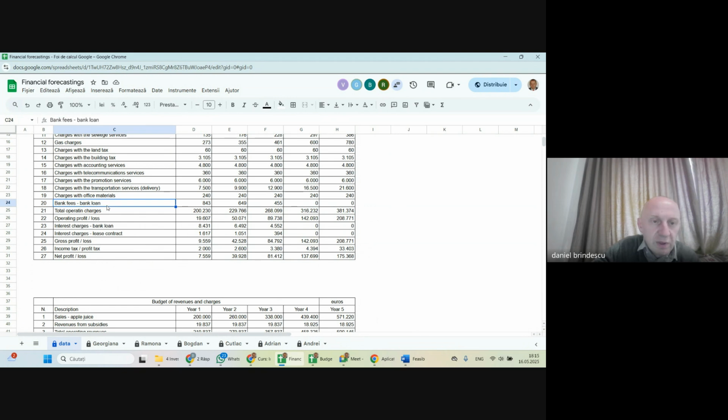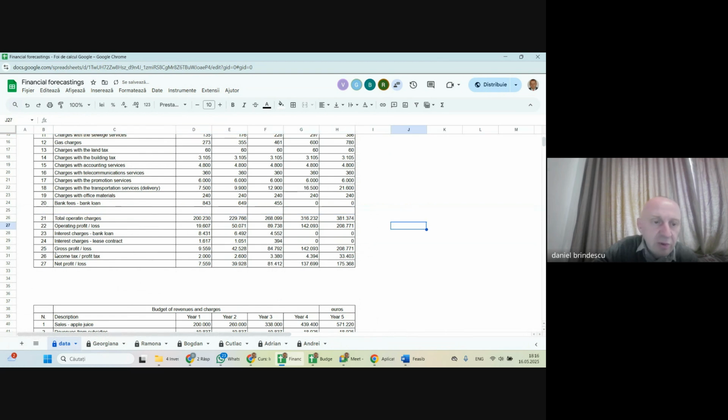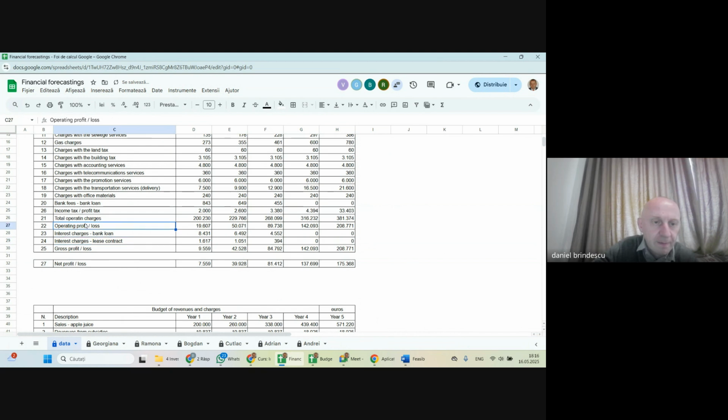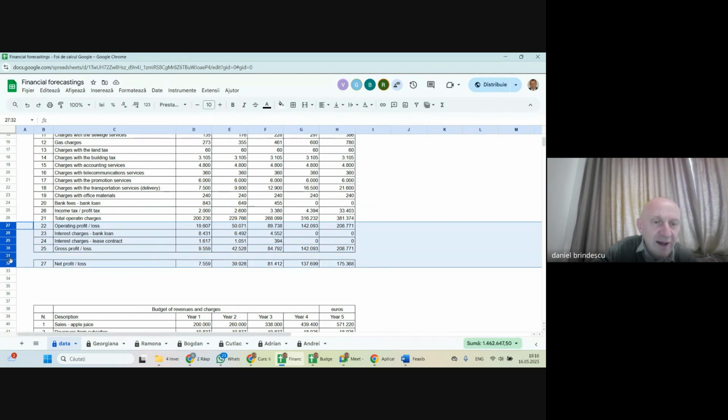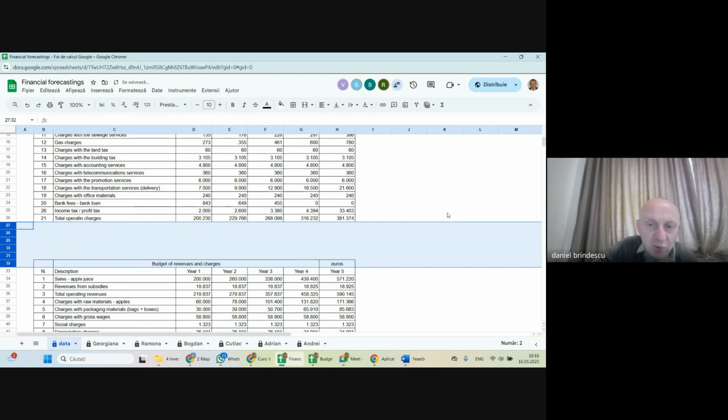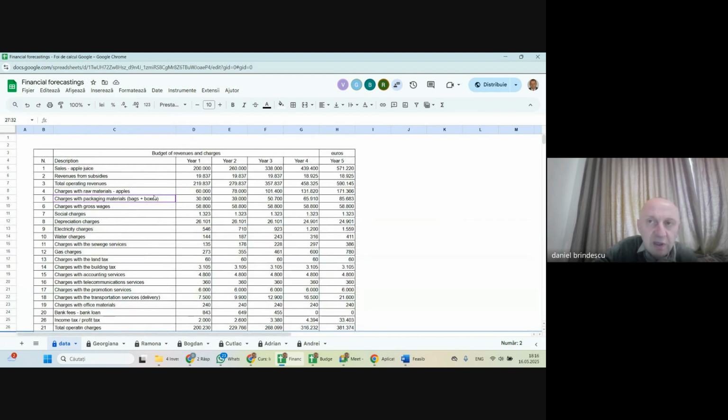So the operating activity ends here. I'm going to insert the charges with the income or profit tax. And I'm not interested in the rest because the rest is part of the financing activity. And as I was saying, what I'm trying to build is a cash flow statement just for the operating activity. Now, within this cash flow statement, I want to see cash inflows and cash outflows.